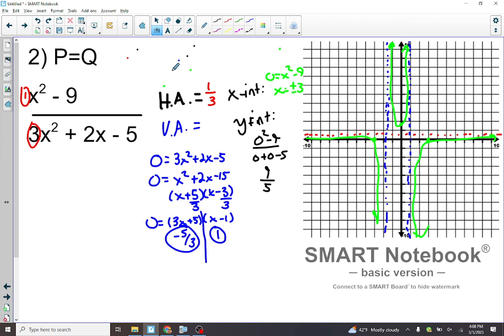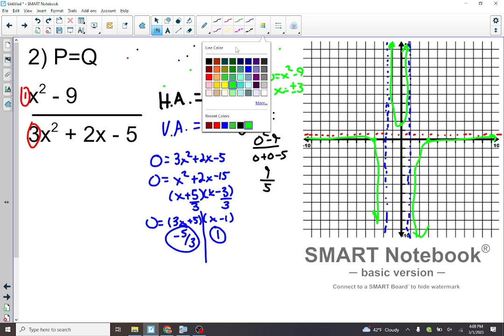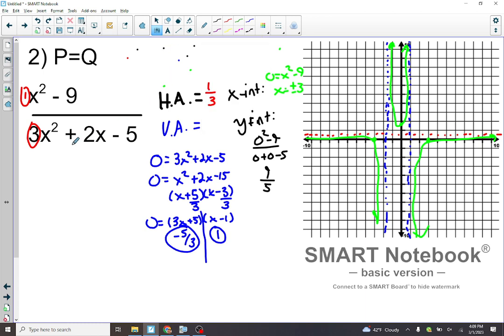5 over 3 is what? 1 and 6 repeating. So just put it in between the 1 and the 6? Between 1 and 2, yeah. And if it's a negative 5 over 3, then between negative 1 and negative 2. Okay. Any questions before I do the next one? Could you just leave it on for a second to finish graphing? Yeah, of course.